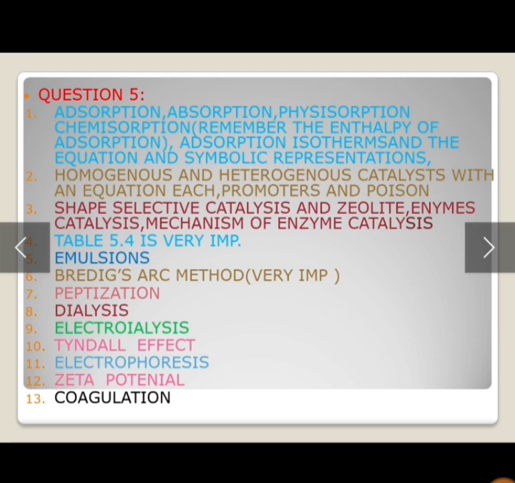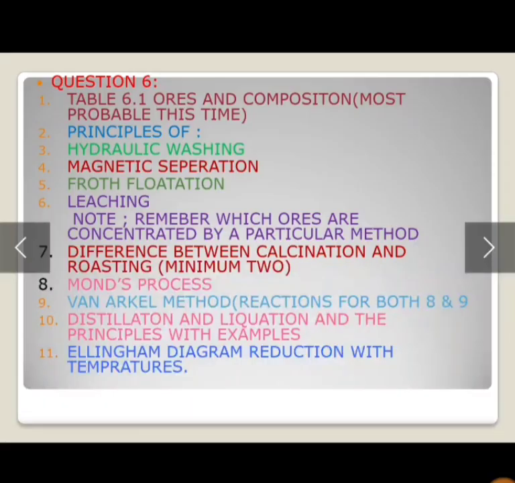And next come the principles involved in a few methods such as hydraulic washing, magnetic separation, froth flotation and leaching. The question will be asked, what is the principle involved in hydraulic washing, magnetic separation, froth flotation, leaching? And note this point, they might ask about a particular ore, for example sulfide ores, by which method is it separated? You know, right? Roasting. Then you need the difference between calcination and roasting, a 2-mark question, or it might even be asked for 1 mark.